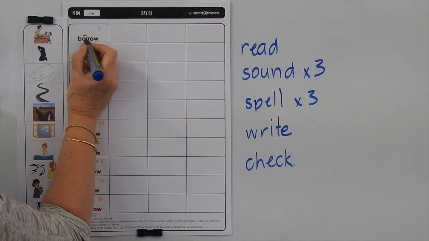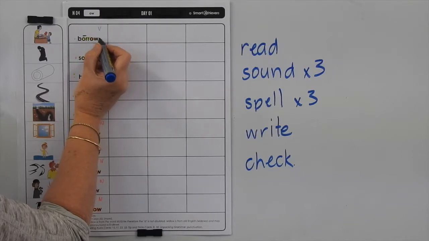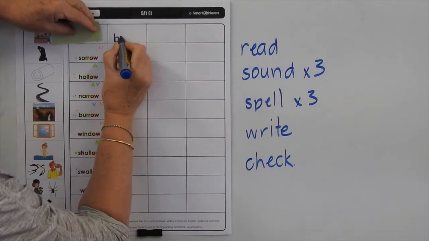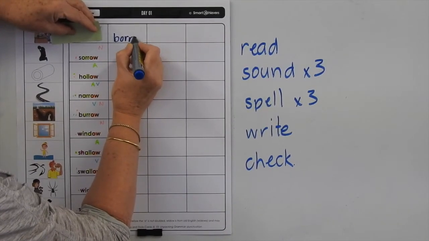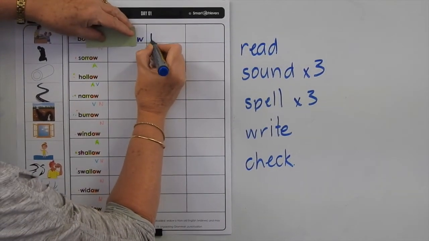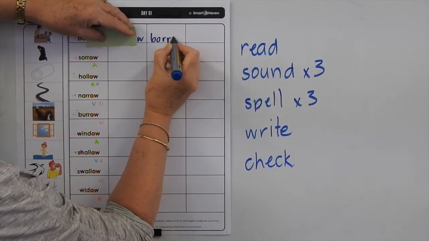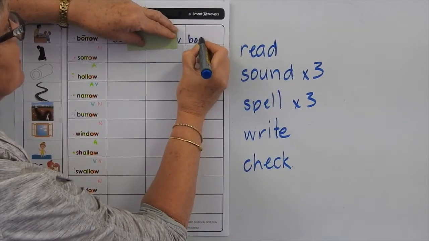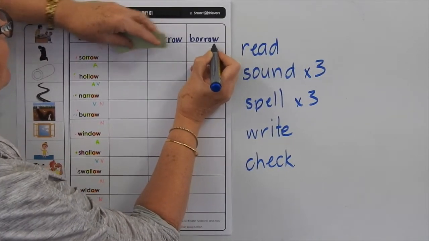B-O-R-R-O-W, B-O-R-R-O-W, B-O-R-R-O-W, B-O-R-R-O-W. You might prefer to say double R in the middle. It's up to you, whichever you find easiest. Just do it.